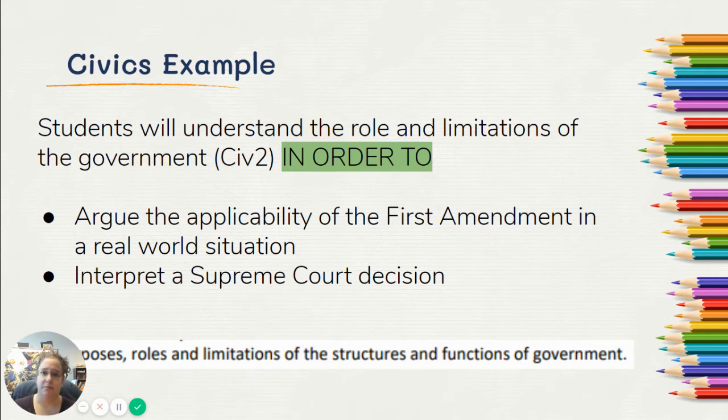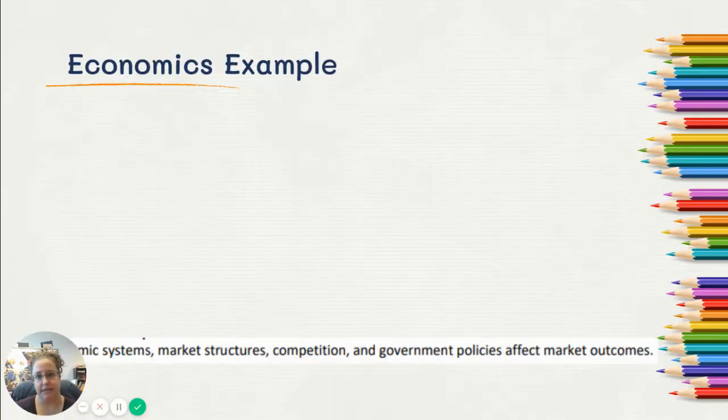One thing I think is also important to notice is that I have not used the entire standard. Indicated at the bottom is that civic standard, the purposes, roles, and limitations of the structures and functions of government. If I were to begin breaking that down, the purposes and structures of government, the purposes and functions of government, the roles and structures of government, that can be broken down in many, many different ways. But I want to hone in on one chunk, which is the role and limitations of government. One more example, an economics example.